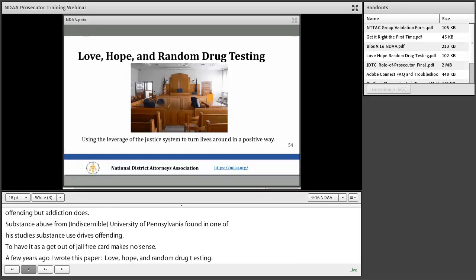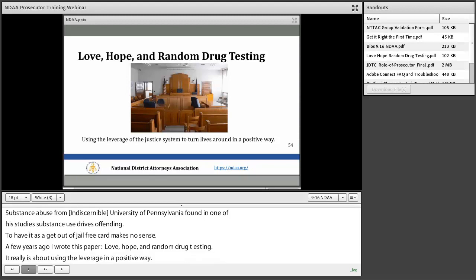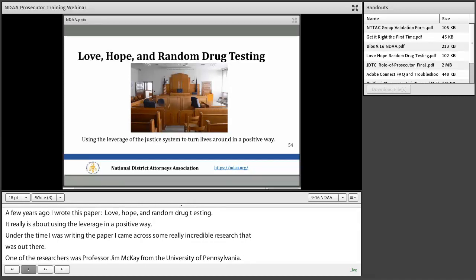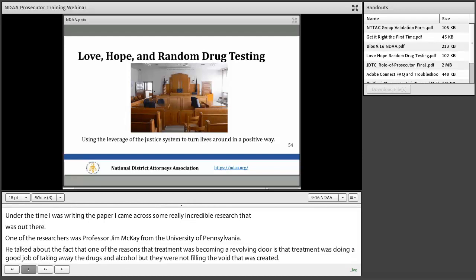And during the time that I was writing that paper, I came across some really incredible research that was out there. One of the researchers was Professor Jim McKay from the University of Pennsylvania, and he talked about the fact that one of the reasons that treatment was becoming a revolving door is that treatment was doing a good job of taking away the drugs and the alcohol, but they weren't filling the void that was created. And if you don't fill that void and give people a reason to believe that staying abstinent is worth it, that it's worth the struggle, then they're going to go back to it. And I was like, exactly.